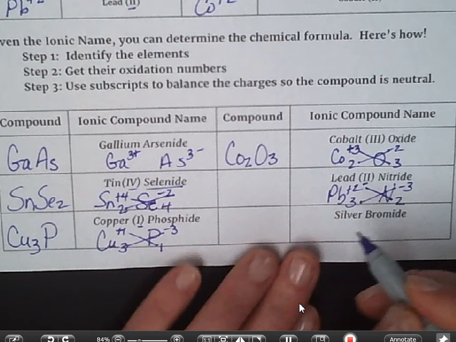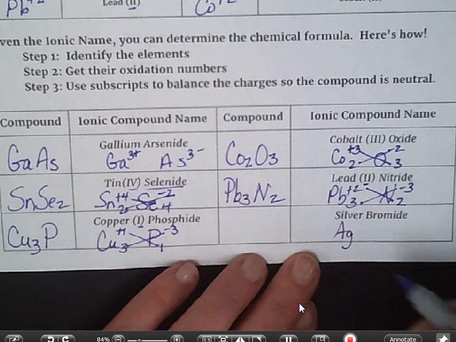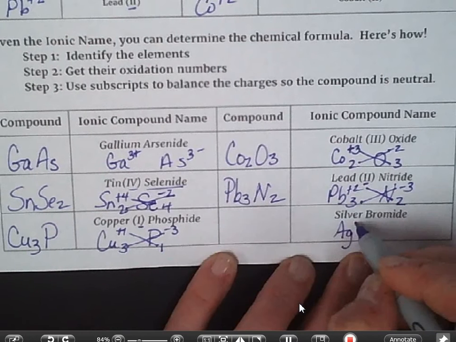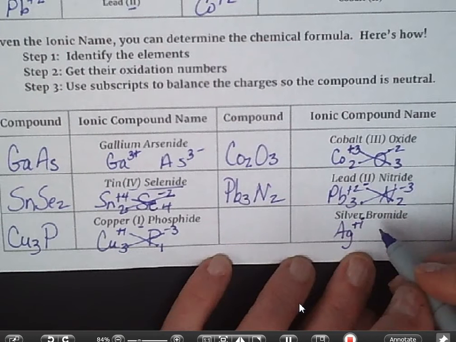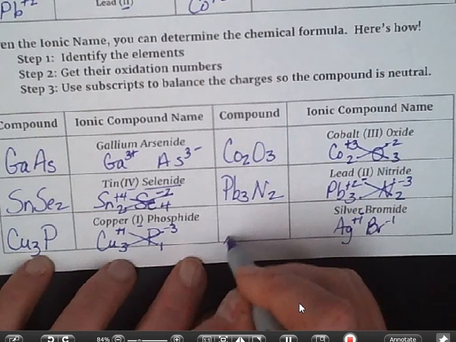All right, silver bromide. Silver is Ag, and that's going to be a +1 because it doesn't tell me. And then bromine is a -1. So those are already balanced. So I'm going to end up with AgBr. That's my chemical formula.